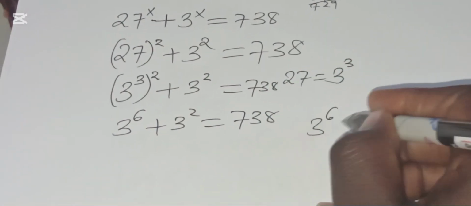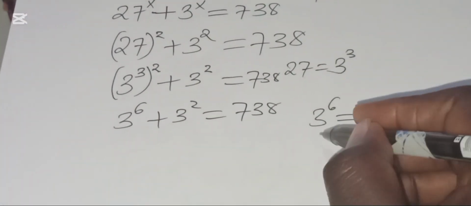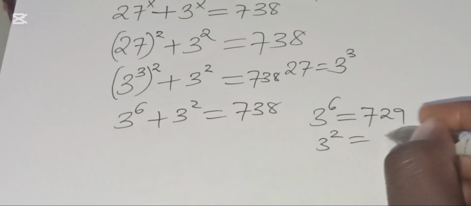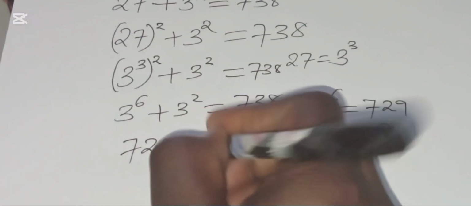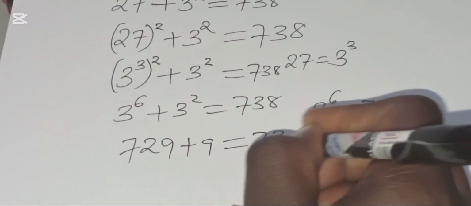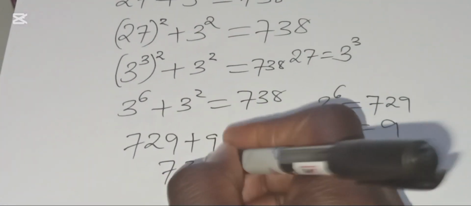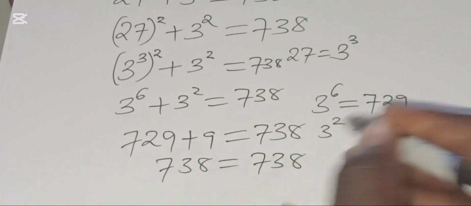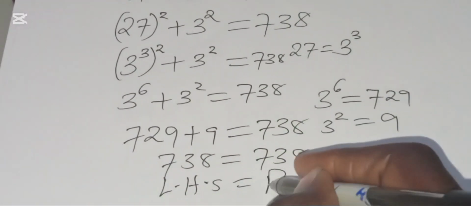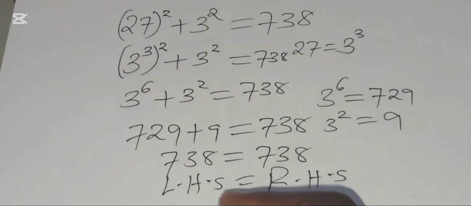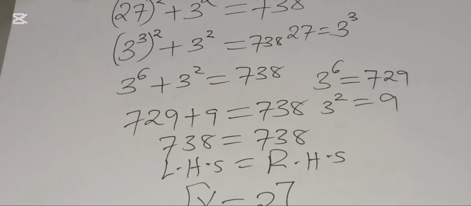So 3 raised to power 6, this is 729, and 3 squared is equal to 9. So this is essentially 729 plus 9, which should give us 738. And it's true that 729 plus 9 is 738, which is equal to 738. So that affirms that the left-hand side is equal to the right-hand side, and that confirms that the value of x, which is equal to 2, satisfies the equation.